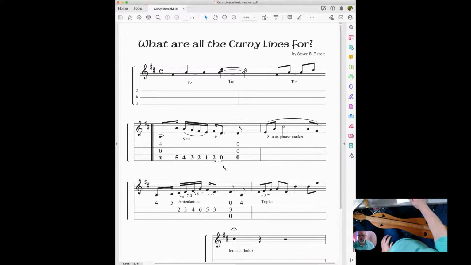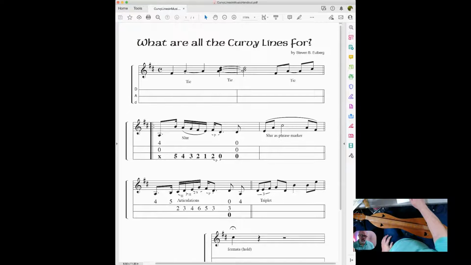So we have in our examples here ties, which we play, but we hold it for the full note value. They're always to the same note. So if a curvy line is going from one note to the same note, whether it's in the measure or across the bar line, it's going to be a tie. It can be on the beat, it can be off the beat, like this one is. If it's covering several different notes or just two, in this case, it's several.